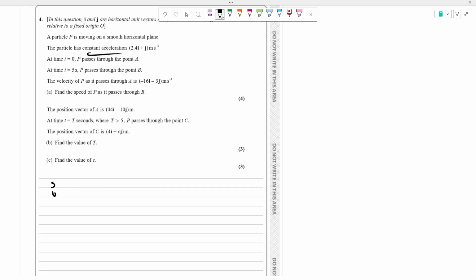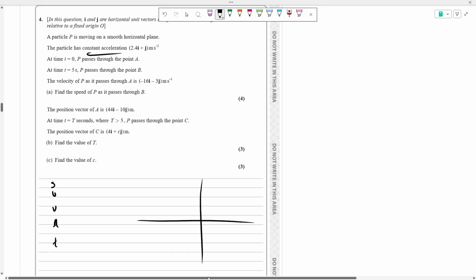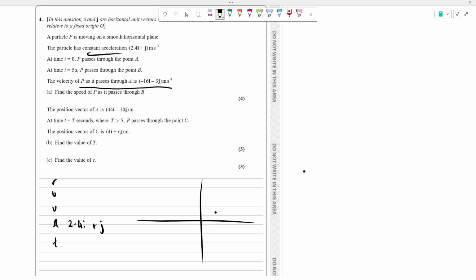I'm going to write down suvat. You can even draw a diagram if you really want to, kind of where the points may be, like point A is here, point B is maybe here. Doesn't really matter. But we do know it has constant acceleration, so I'm going to write this down here, 2.4i plus j. Technically this is going to be r equals, because we're working in terms of vectors, it should be an r value, but we'll move on. The velocity of P as it passes through A is this, so that means that at time equals 0, or the initial time, we're going to have minus 16i minus 3j.